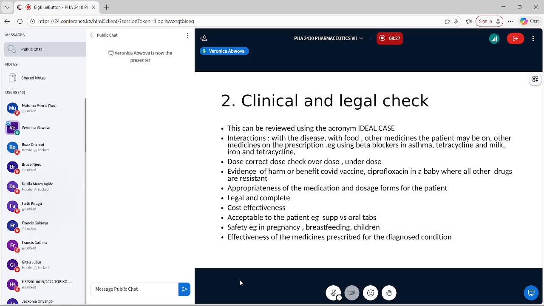Thalidomide actually has an effect on the fetus. It has a teratogenic effect, okay? So based on what Mercy has said, okay, where were we? Faith Kiragu, if you got a prescription having thalidomide, based on that information that has been given to us, what would be your concern with that prescription?